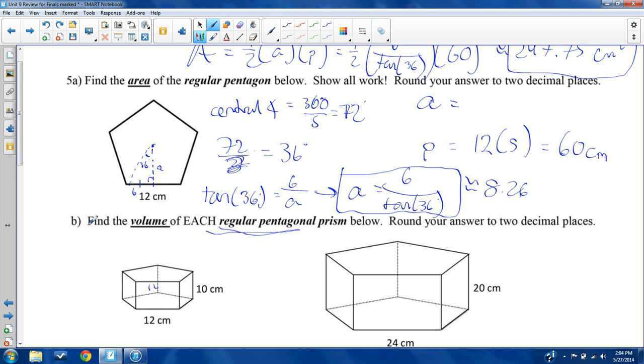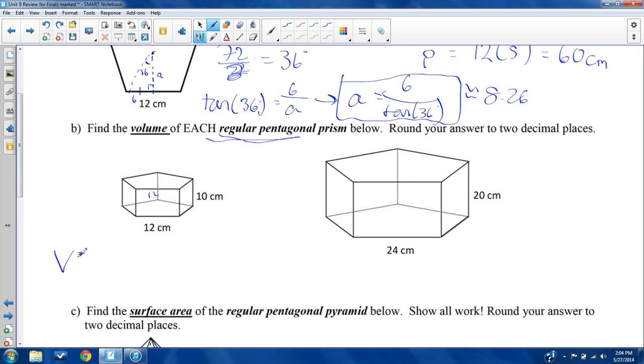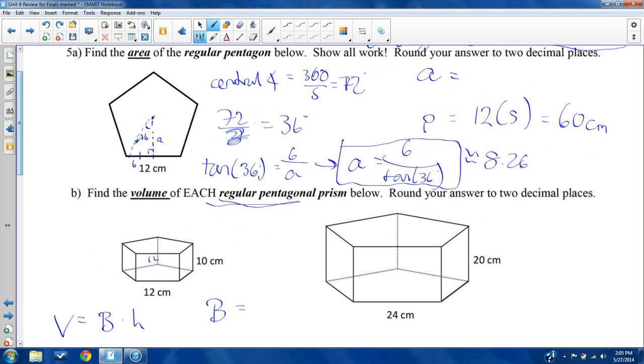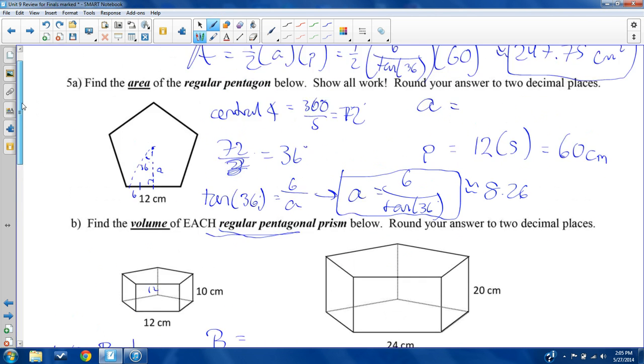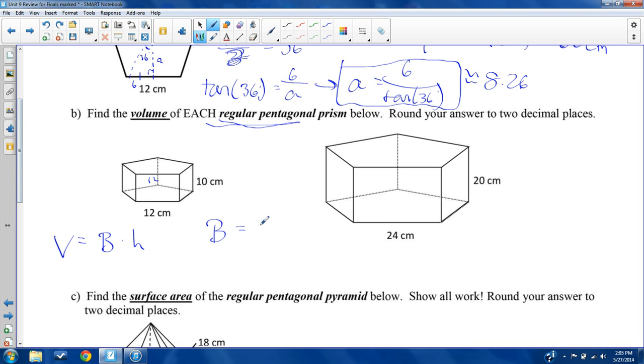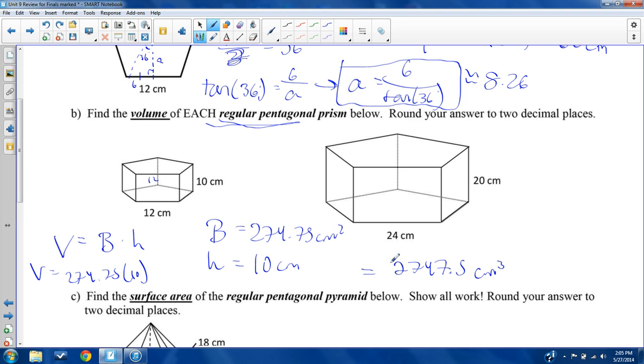So instead of finding the area of the pentagon again, remember the volume here is area of base times height. The area of my base I already found just up here. Area of my base is 274.75 square centimeters. My height is 10. They give you that. So volume is 274.75 times 10, which is 2,747.5 cubic centimeters. So that is for this guy right here.